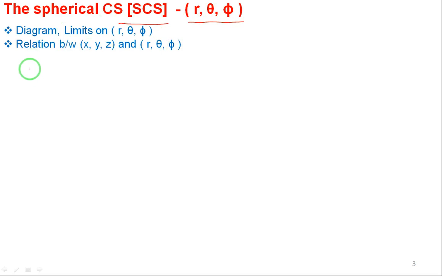Just don't think of this as a circle. Let me assume this is a sphere. How is a sphere formed? I have the three coordinates r, theta, and phi. I should put limits on r, theta, and phi so that the sphere is formed.